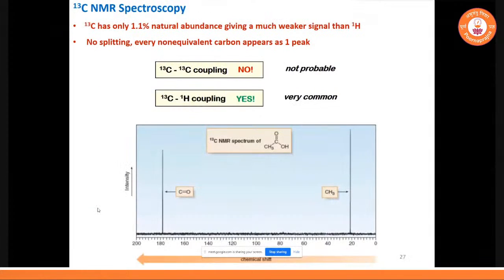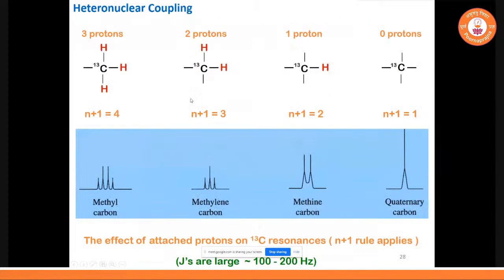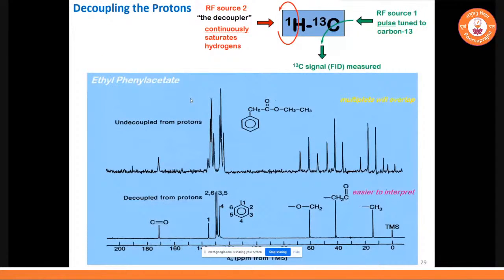Now coming to 13C NMR spectroscopy, we know it has low abundance and it will give a much weaker signal compared to proton. And whenever you see carbon, there is always the influence of proton because protons are abundant in nature. Their influence also comes into the picture through J couplings. I will not go into much detail. Yes, we'll see one example.